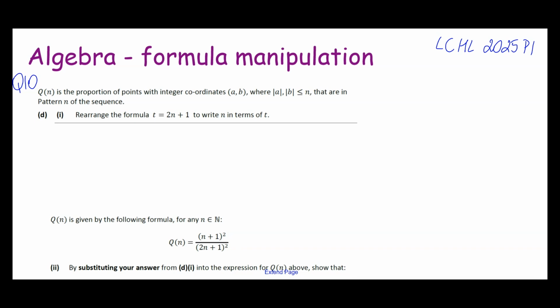Sometimes a big question in your Leaving Cert has some aspect that has to do just with algebra, and that's what we have here in this question. So Q of n is the proportion of points with integer coordinates a and b. And again, let's understand what it means, integer coordinates. That means that a and b are whole numbers, not fractions or decimals, where the absolute value of a and b is less than n.